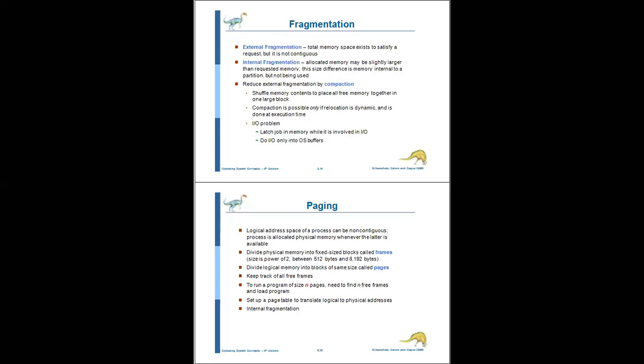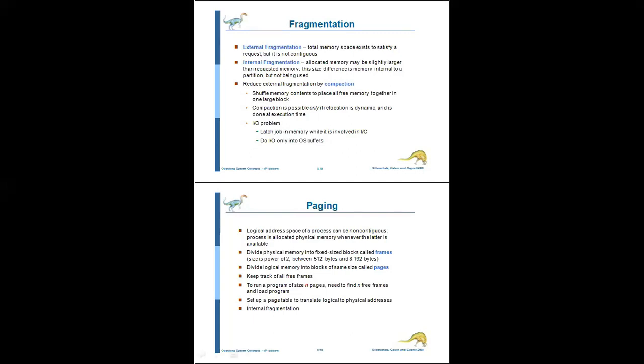Whereas coming to pages, what is a page? Logical memory is divided into blocks of the same size called pages. This is a very important definition: what is a frame and what is a page? Physical memory is divided into fixed size blocks called frames, and logical memory is divided into blocks of the same size called pages.